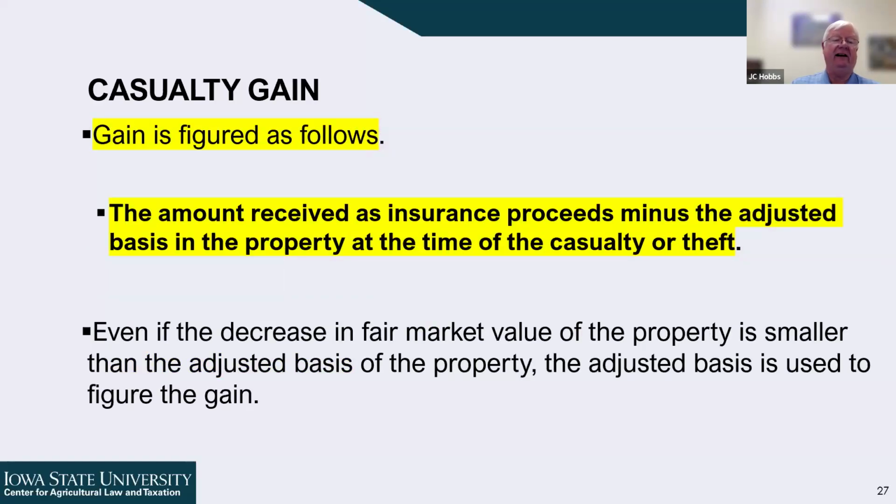That gain, how is it calculated? Well, there in yellow, it shows you the amount received as insurance proceeds minus the adjusted basis in that property at the time of the casualty or theft. That's in the tax code. That is the gain that is potentially taxable. Now, even if the decrease in the fair market value of the property is smaller than the adjusted basis, we still have to use that adjusted basis to figure the gain. So if the fair market value is lower than the adjusted basis in that property, you can't use the fair market value. You have to use the adjusted basis. That's the way the rules read.